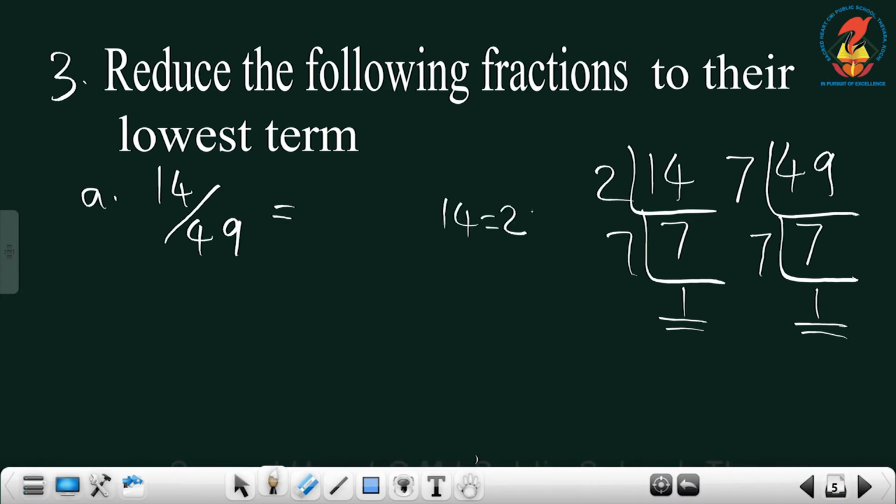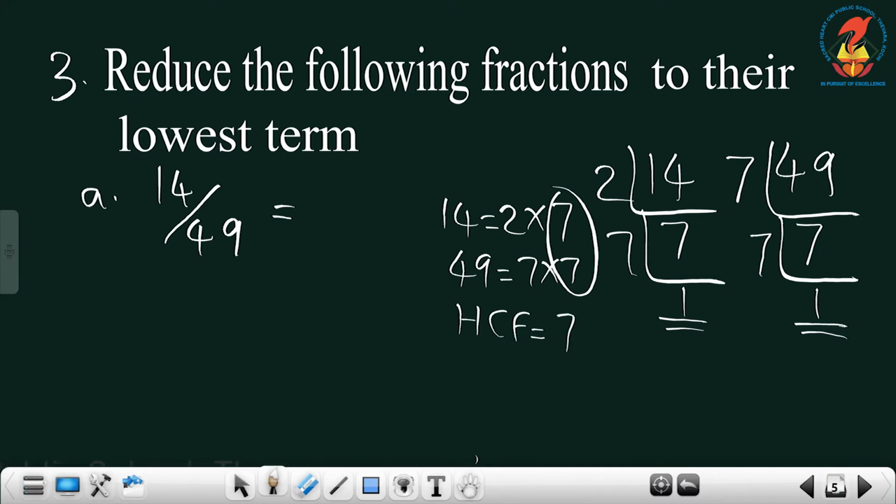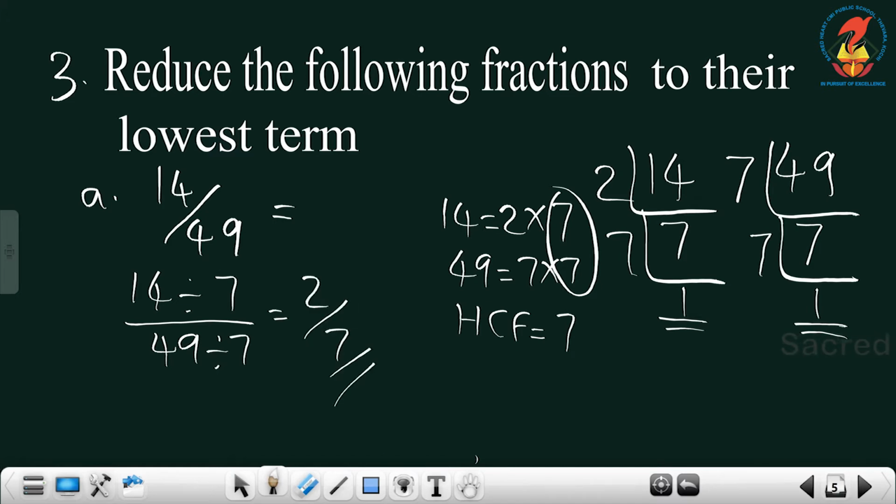Okay. And 14 equals what? The factors of 14, 2 into 7. Then 49 is what? 7 into 7. And HCF is what? 7. HCF is 7 only, right? After that I need to divide the numerator and denominator by HCF. I will get what? Lowest term. Here is 2 by 7.